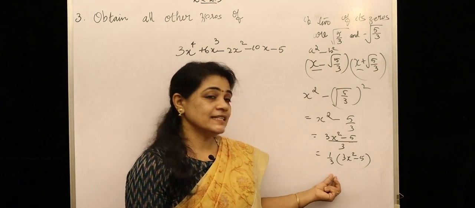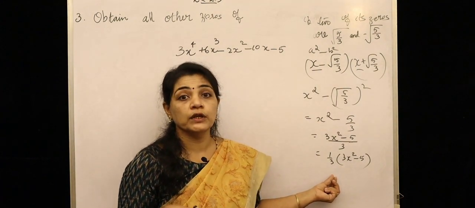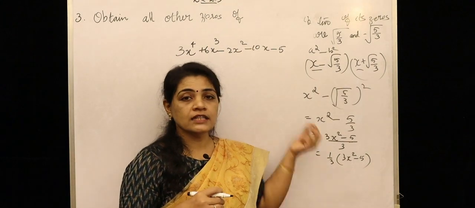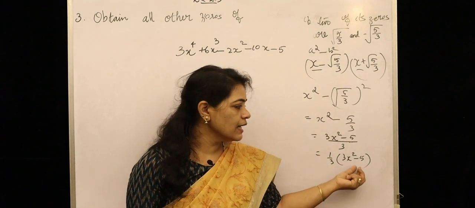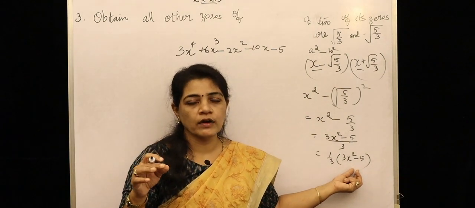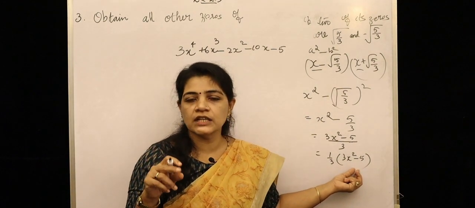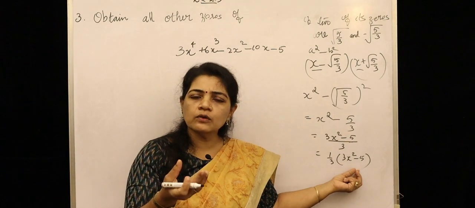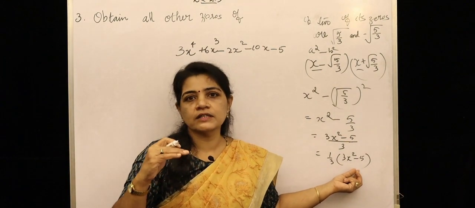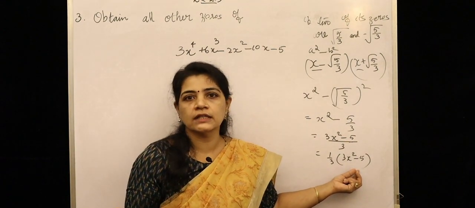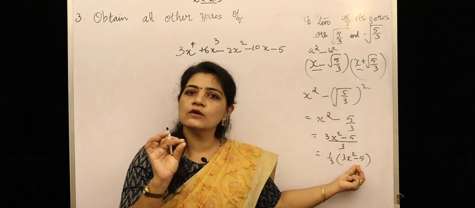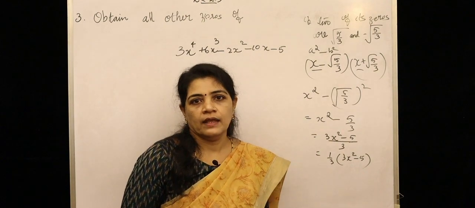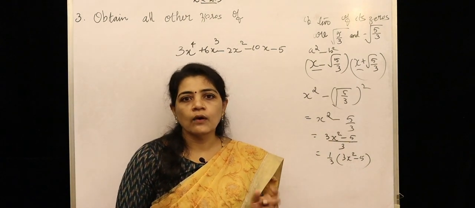Okay, if a constant k is coming outside, you need not divide. This polynomial along with this 1 by 3 into 3x square minus 5, this is enough. k into x square minus (alpha plus beta) x plus alpha beta, and the roots of x square minus (alpha plus beta) x plus alpha beta, both are the same. So we are dividing the polynomial with 3x square minus 5 itself. Idea is clear, children? Okay.